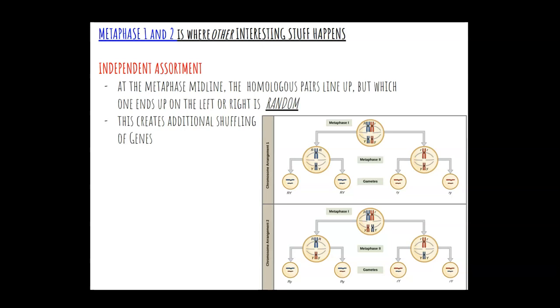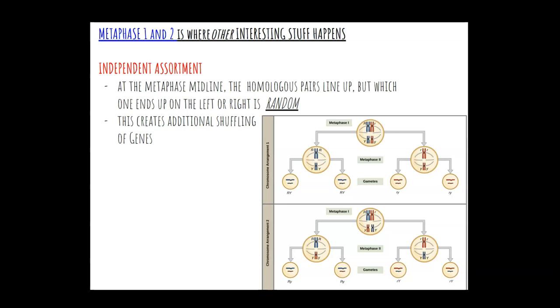So you get shuffling of genes because you could get your mom's version of chromosome 1 and your dad's version of chromosome 2. Or you could get your mom's version of chromosome 1 and your mom's chromosome 2. Which one you get, that's a flip of the coin. Or rather, a flip of the chromosomes, because how they line up at that metaphase plate is at random.